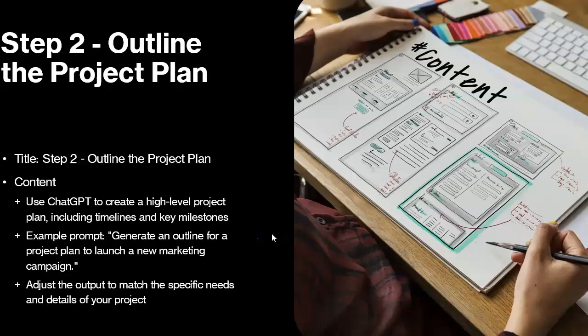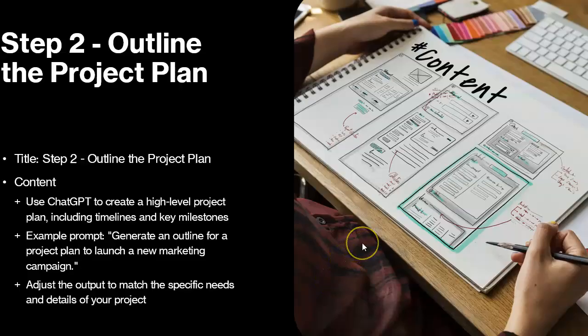Moving on to step 2, outlining the project plan. You can use ChatGPT to create a high-level project plan that includes timelines and key milestones. We will give this example prompt: generate an outline for a project plan to launch a new marketing campaign. So we see what project plan it is generating. In that case, ChatGPT will provide a draft outline which you can then adjust to match the specific needs and details of your project.